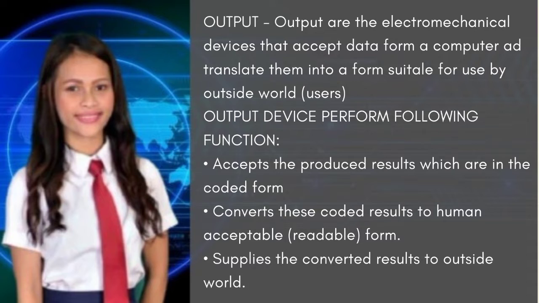Output. Output devices are the electromechanical devices that accept data from a computer and translate it into a form suitable for use by the outside world, the users. An output device performs the following functions. It accepts the produced results, which are in coded form. It converts these coded results to a human acceptable readable form. It supplies the converted result to the outside world.